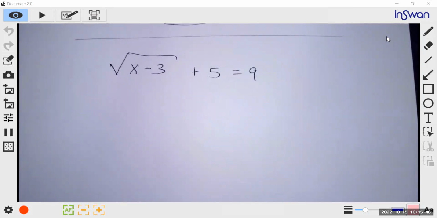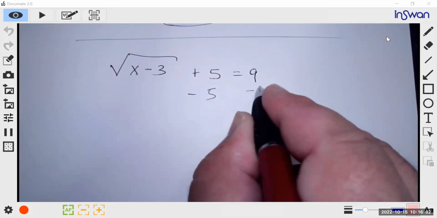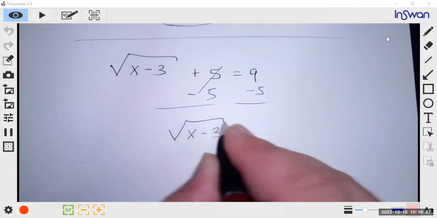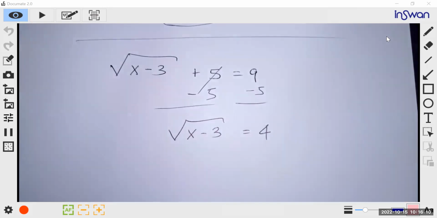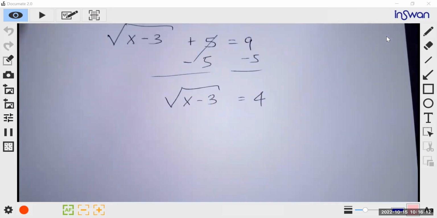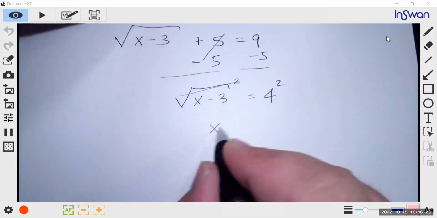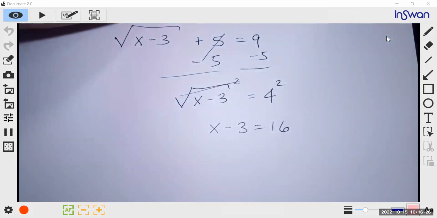How about that one? Yep, you have to get rid of the 5. So we have square root of x minus 3 equals 9 minus 5, which is 4. Then square both sides. x minus 3 equals 16.